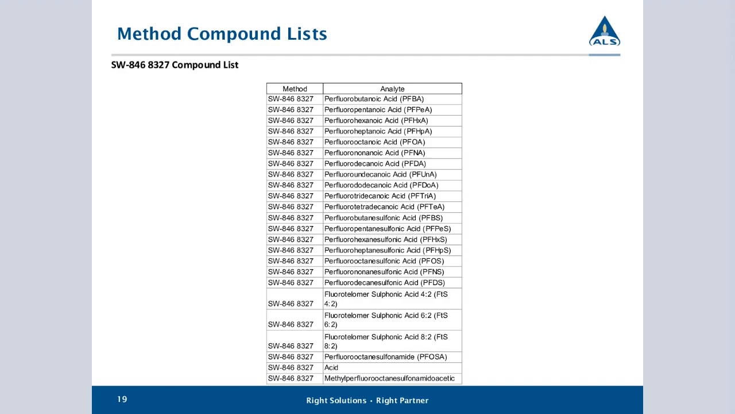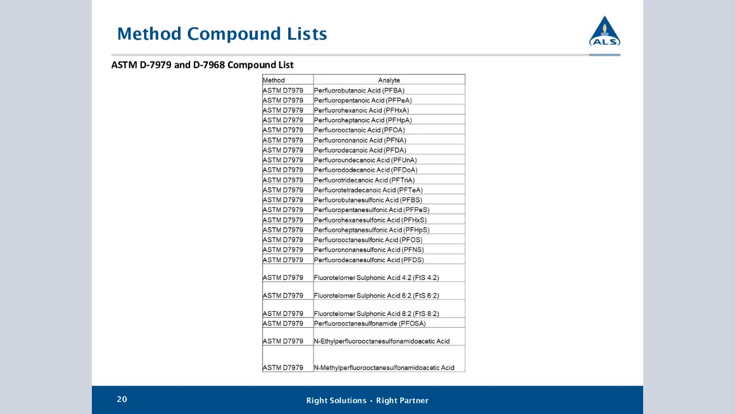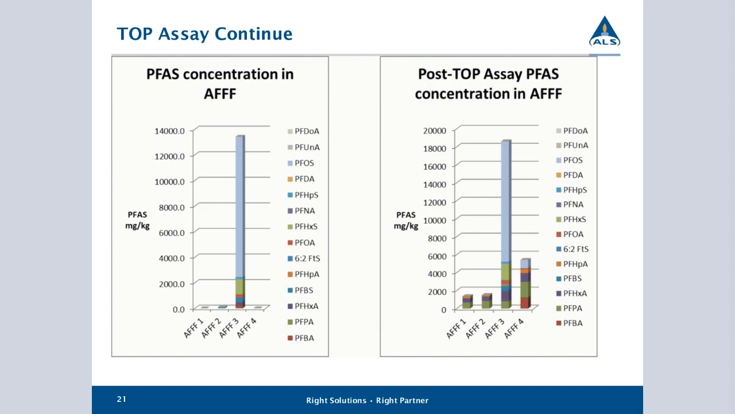And the next lists are pretty much redundant because they're all the same list. So here's the 24 compounds for 8327. The same 24 compounds for ASTM D7979 and 7968. And then for the TOP assay, this is just a graphic that I wanted to throw out there.